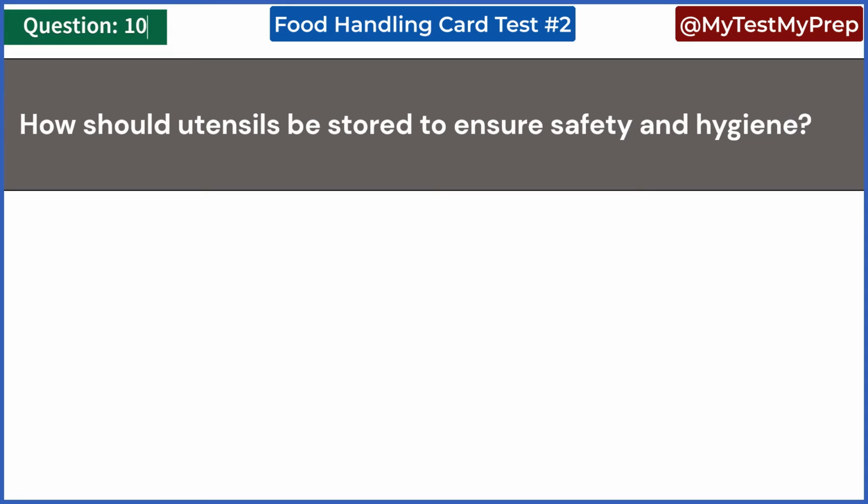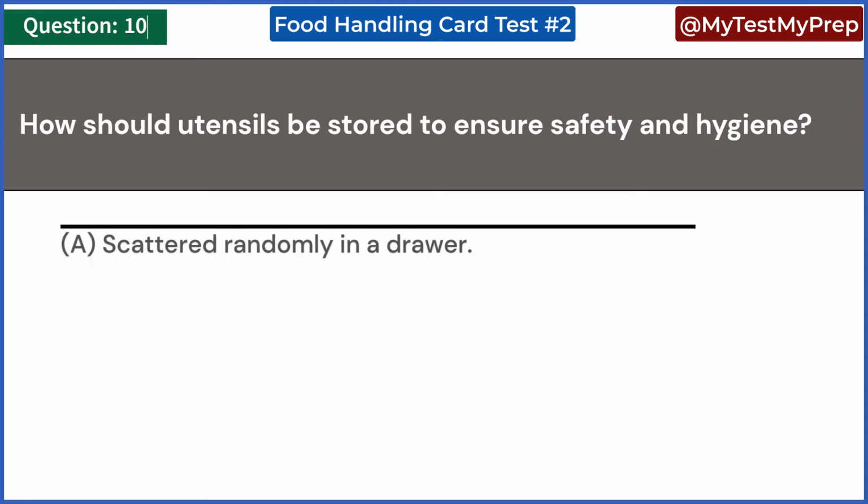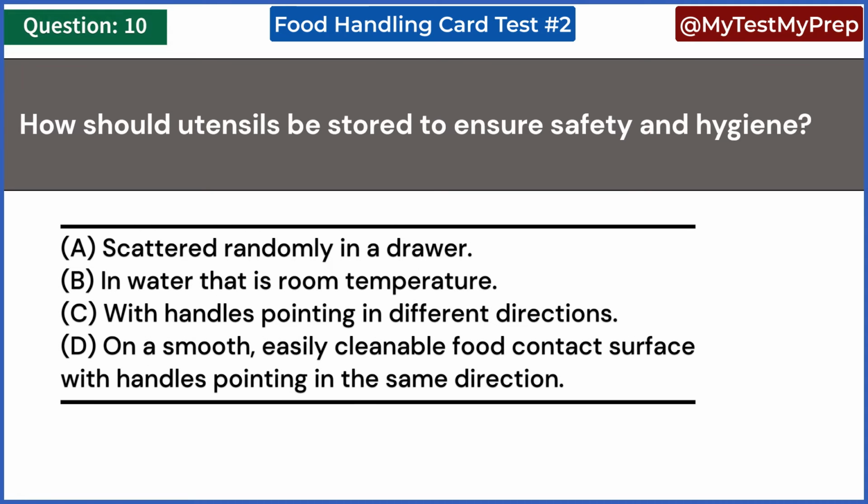How should utensils be stored to ensure safety and hygiene? A. Scattered randomly in a drawer. B. In water that is room temperature. C. With handles pointing in different directions. D. On a smooth, easily cleanable food contact surface with handles pointing in the same direction. Answer D. On a smooth, easily cleanable food contact surface with handles pointing in the same direction.